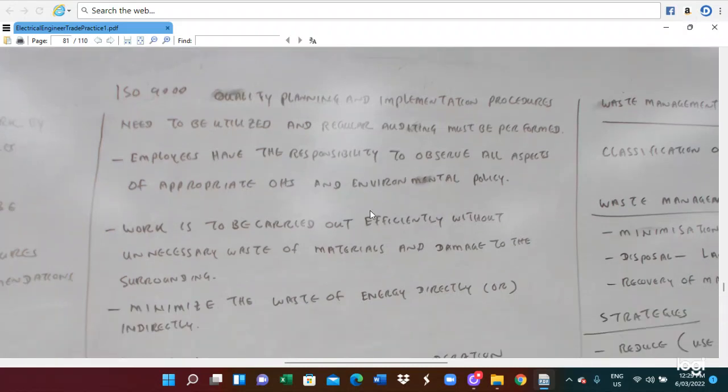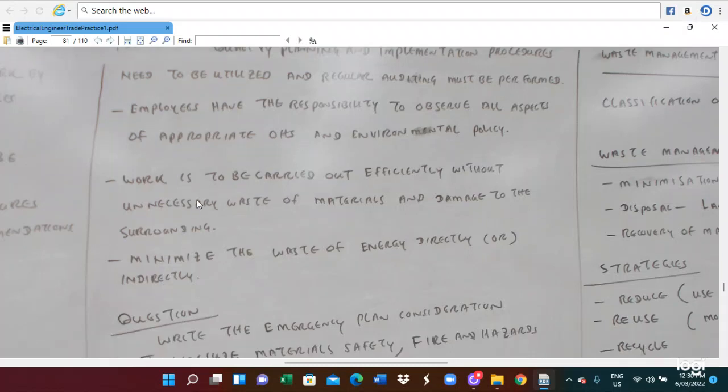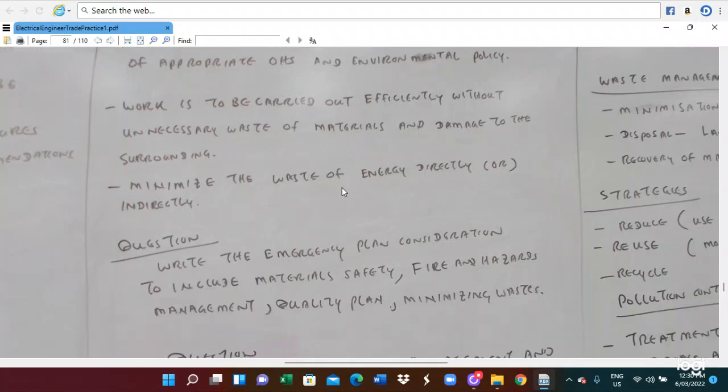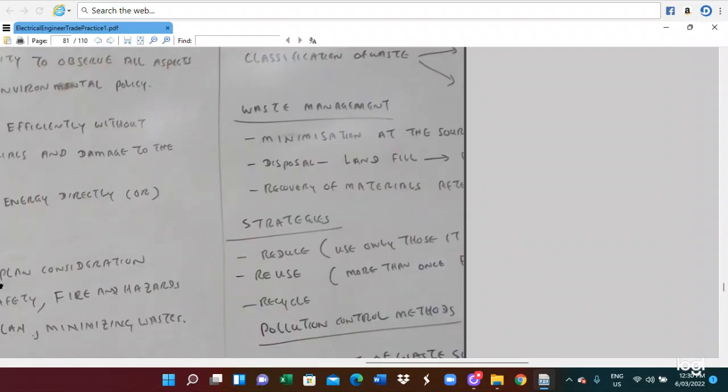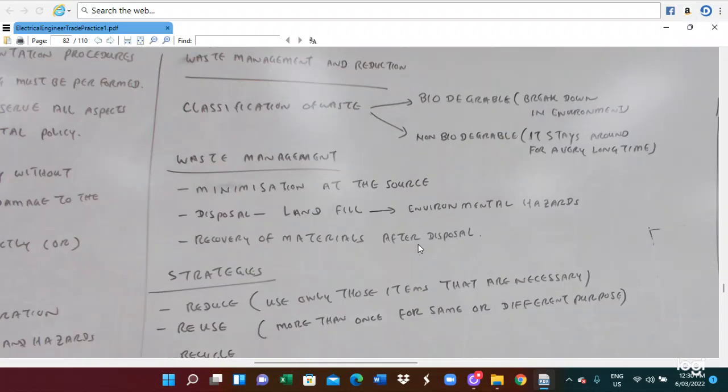The ISO quality standard implementation procedure is an important aspect that needs to be utilized, and also audits must be performed. Employer has a responsibility to observe the appropriate OHS and environment policy. Work is to be carried out efficiently without unnecessary waste of material, damage to the surroundings, and minimize the waste of energy directly or indirectly. Those are the important aspects of materials handling and safe working procedure.